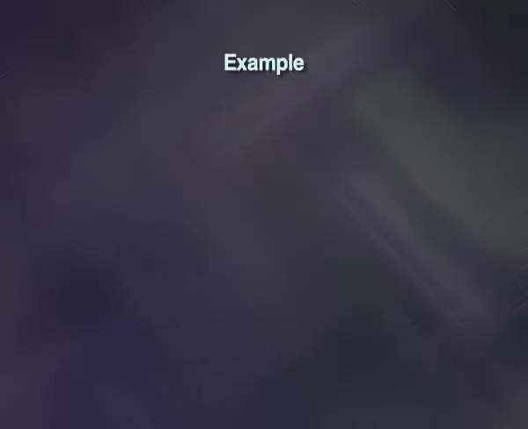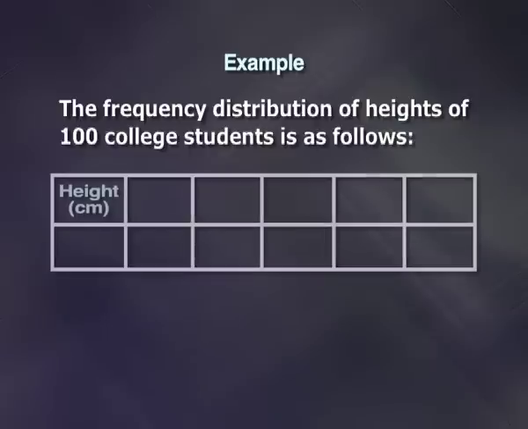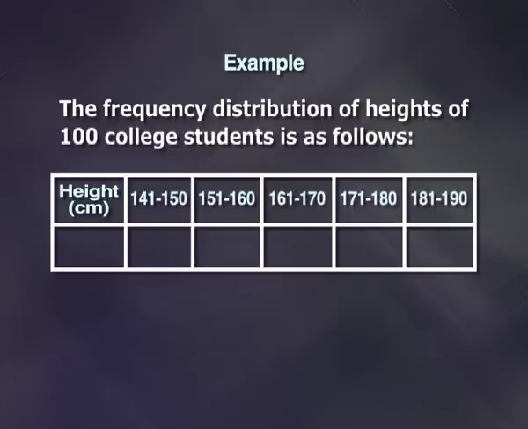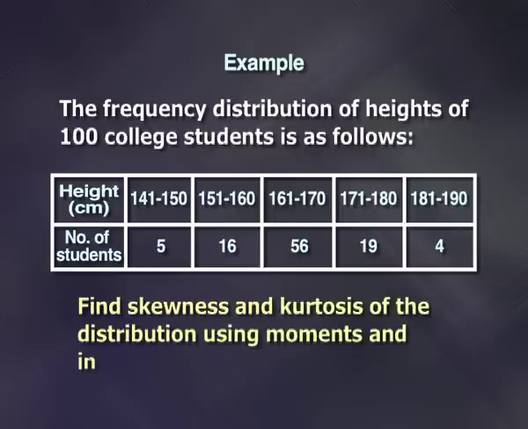Now, let us understand this with an example. The frequency distribution of heights of 100 college students is as follows. You can see the first row is the height of the college students, 141 to 150, 151 to 160 and so on up to 181 to 190 centimeter. The second row represents the number of students in each class. That is, there are 5 students in the class 141 to 150, 16 students in the class 151 to 160 and so on. The question is to find skewness and kurtosis of the distribution using moments, and we have to interpret it.